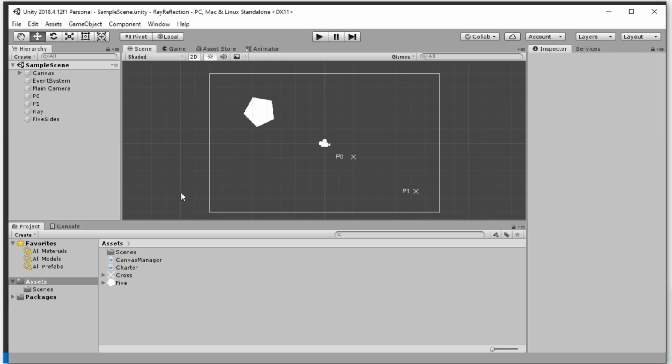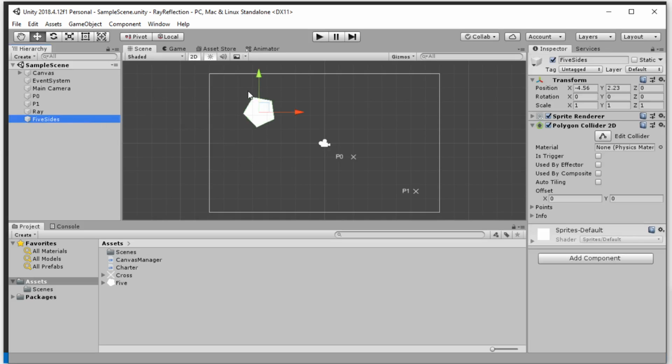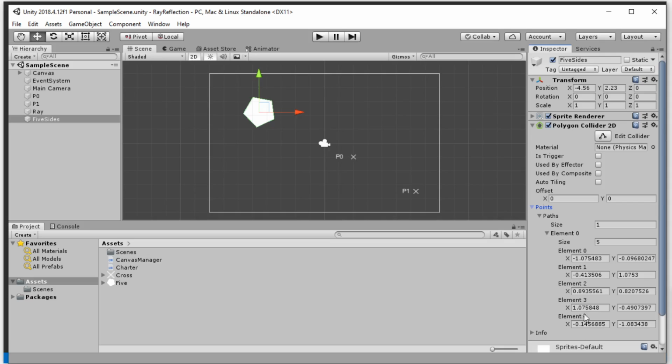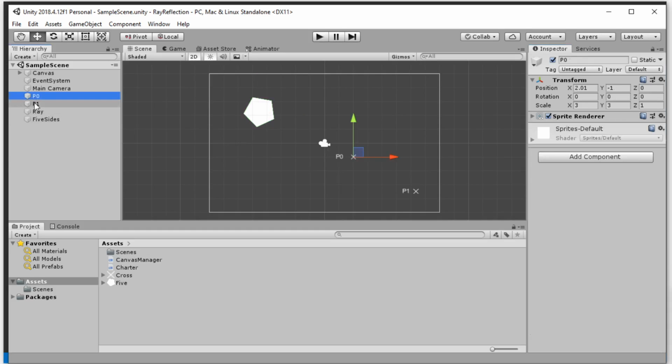And in the presentation I have 4 segments, which would be like the outer walls off which the ray would be reflecting, and 5 walls of this object with 5 sides. I'm using a polygon collider just to determine points. It's only used for the points. But these are actually 5 logical segments. P0 would be the source of the ray, and P1 would be its direction.